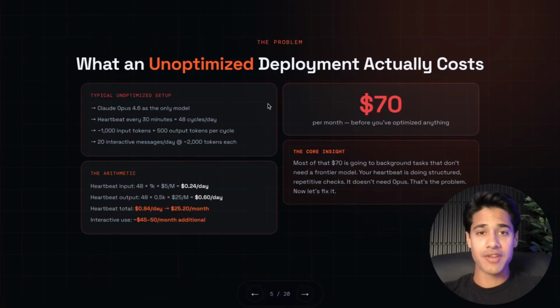If you add interactive use, let's say 20 messages a day, averaging 2,000 tokens each, you're looking at another $45 to $50 a month. Total lands around $70, and most of that is going to background tasks that you don't need to front your premium model for. That's the problem. And now let's fix it.